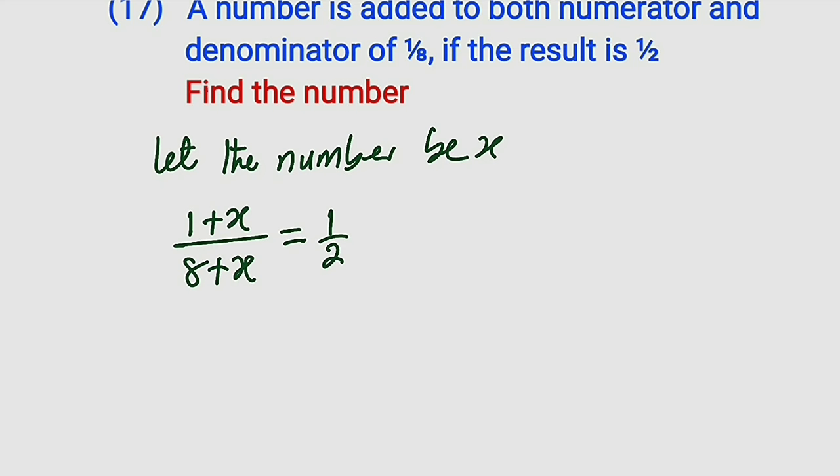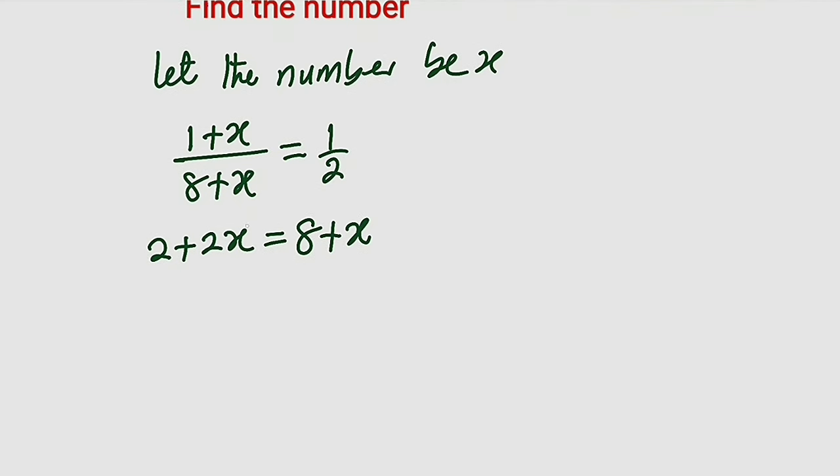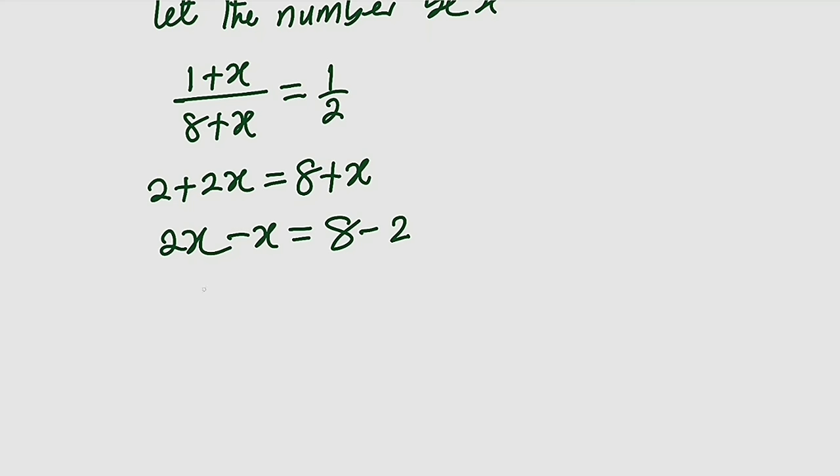So we need to find this x. By cross multiplication, we can take this and multiply by this. So 2 multiplied by 1 will give us 2, plus 2 multiplied by x will give us 2x, and this is equal to this times this. 8 plus x times 1 will not change it, so it remains 8 plus x. Let us collect the like terms. As we have 2x to the left, if x crosses over, it becomes negative x. This is equal to 8 is already to the right. As 2 crosses over, it becomes negative 2. And 2x minus x will give us just x. And 8 minus 2 will give us 6.